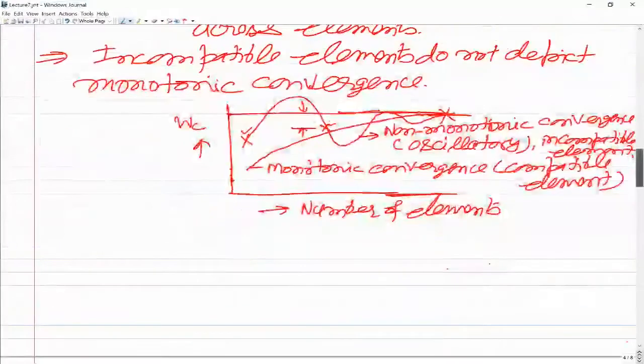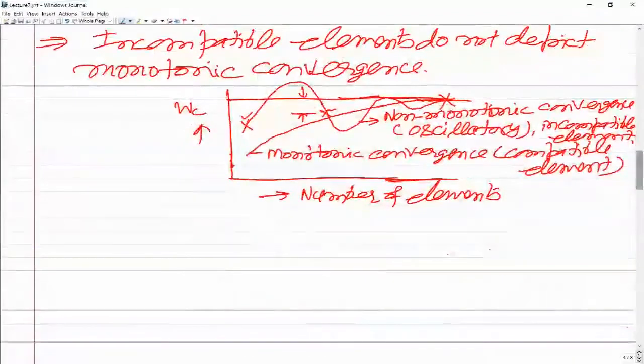But yeah, this is what we have. Sometimes we still use incompatible elements because this is simple, in the sense that we have 3 degrees of freedom at each node which have physical meaning: deflection w, del w by del x, rotation about y, and del w by del y, rotation about x. So that's a simple element, and we do use that element.